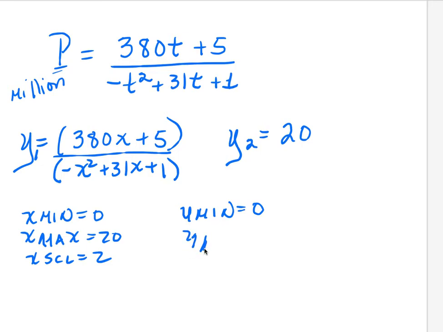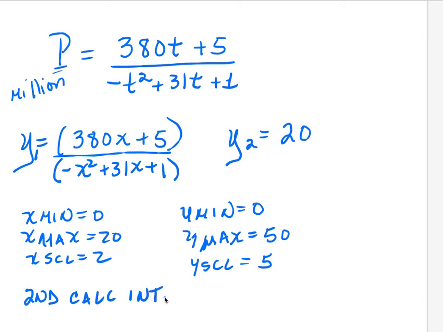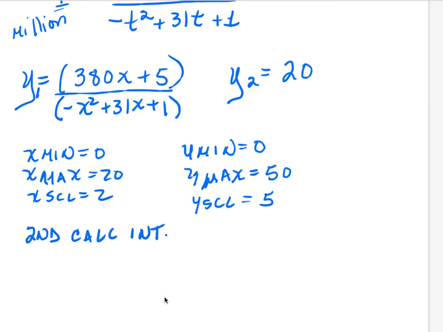Y max, remember this is going to be in millions, so we're going up to 50. So that's quite a lot of money you can make being in a rodeo, apparently. Who knew? And then 5 is your Y scale. So graph these two equations, and then you're going to do second calc intersect. If you want to press pause right here and figure it out, why don't you do that now? Okay, if you're coming back, I'm assuming you have paused and graphed these things in your calculator and figured it out.